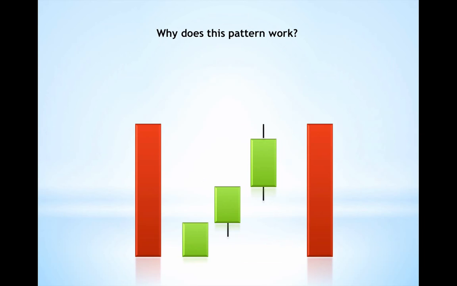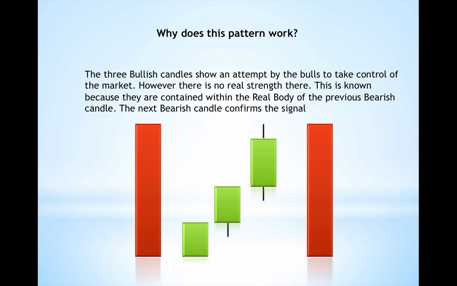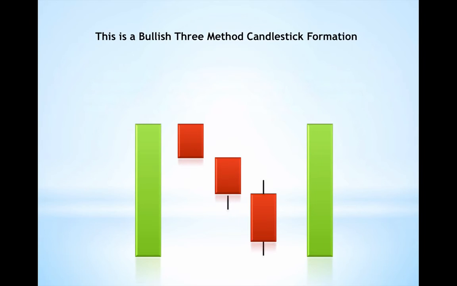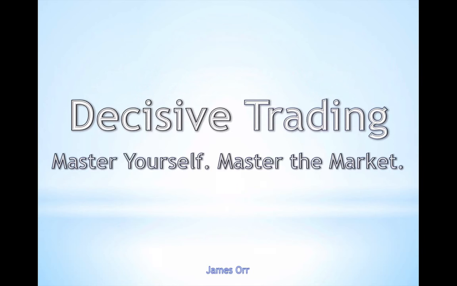And why does this pattern work? The three bullish candles show the attempt of the bulls to control the market. Since price is contained within the first bearish candle, you can see that there is little bullish sentiment. The next bearish candle confirms where the strength is held, and confirms the signal. The bullish 3-method candlestick pattern is again simply reversed. And those are my favourite, most consistent candlestick patterns.